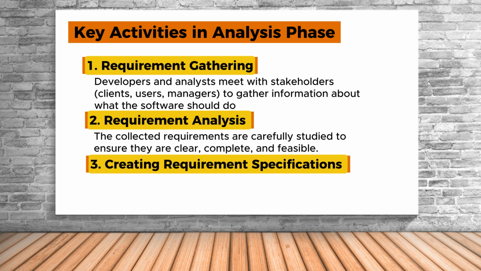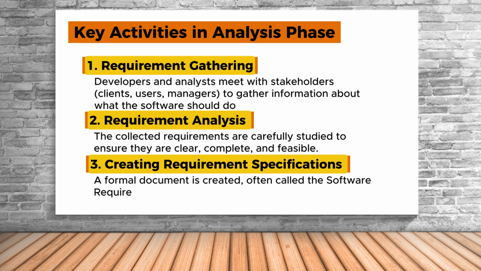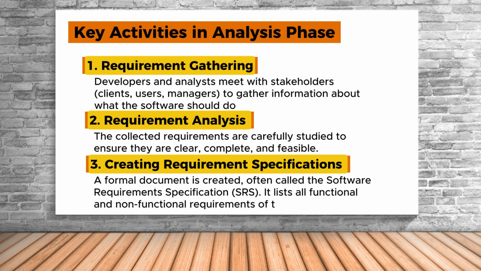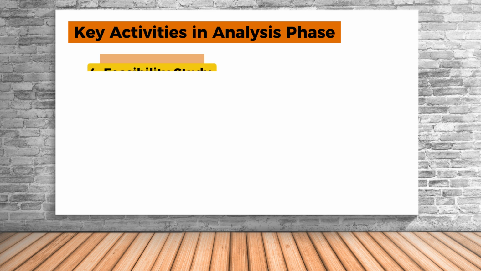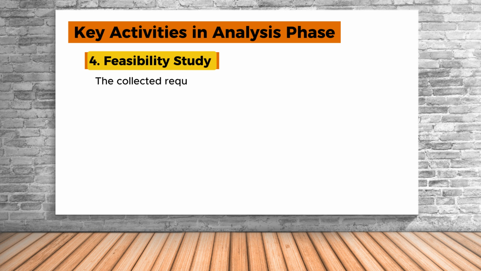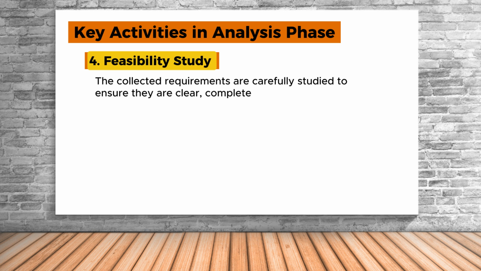3. Creating requirement specifications. A formal document is created, often called the Software Requirements Specification, SRS. It lists all functional and non-functional requirements of the system. 4. Feasibility study. The collected requirements are carefully studied to ensure they are clear, complete, and feasible.